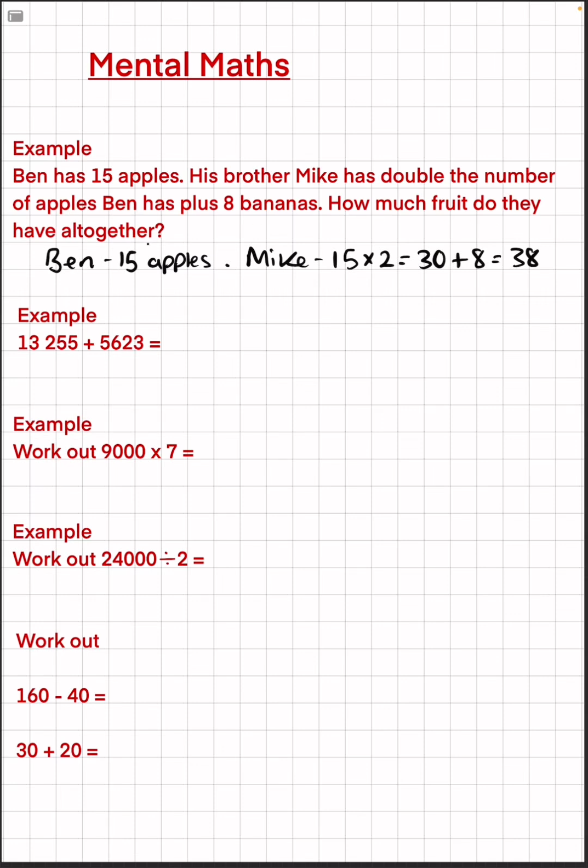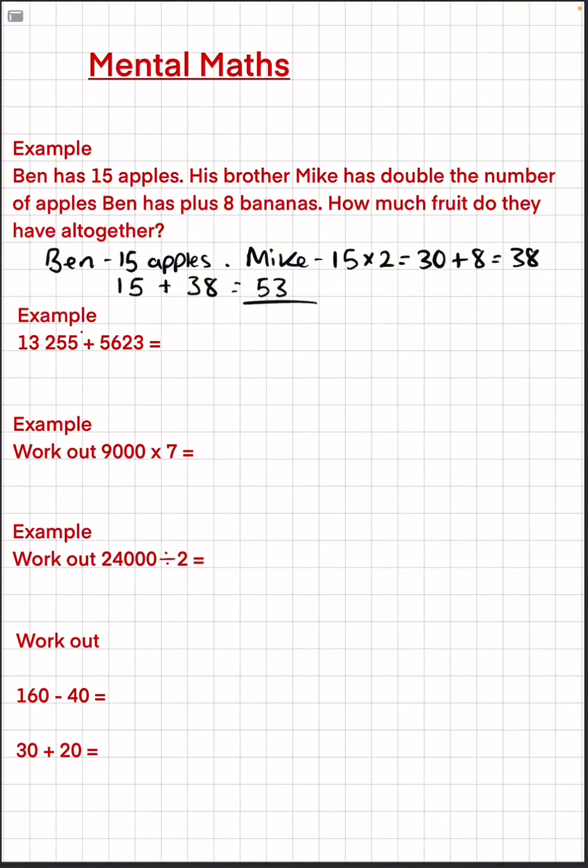How much fruit do they have altogether? So Ben has 15 and Mike has 38. If we add these two numbers together, altogether they have 53 pieces of fruit.